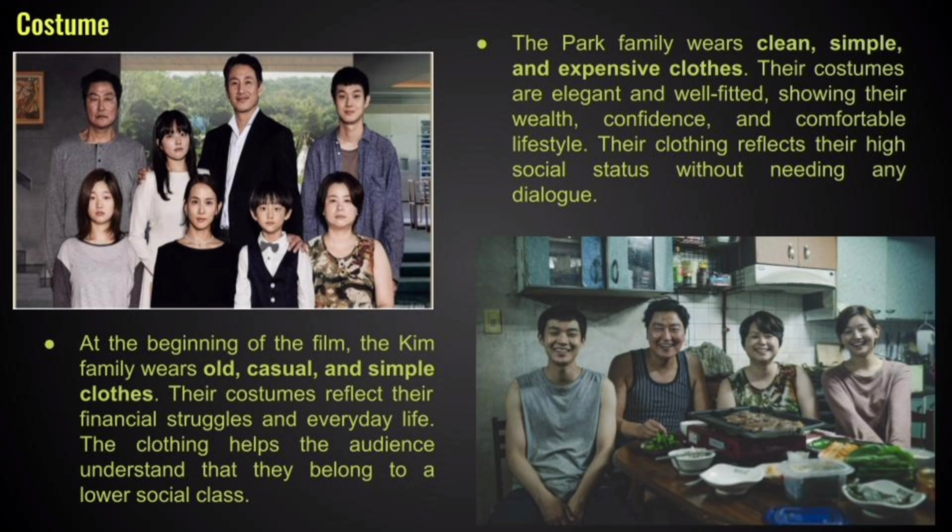Another important element of mise-en-scène is costume. Costume helps us understand a character's identity and social class. The Park family wears clean, simple, and expensive clothes. Their outfits show wealth, confidence, and a comfortable lifestyle. In contrast, the Kim family wears old and casual clothes at the beginning of the film. Their costumes reflect their financial struggle and lower social status. Through costume, Bong Joon-ho clearly shows the difference between the rich and the poor without using dialogue.